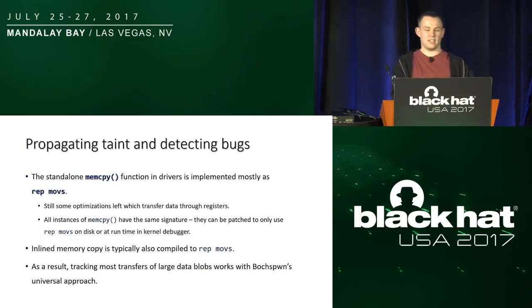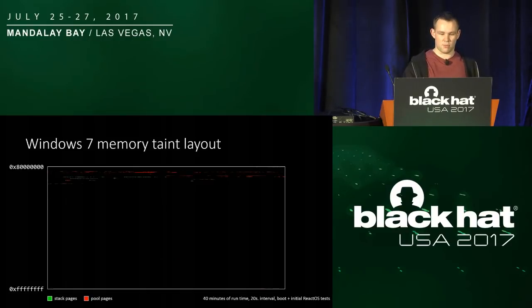When it comes to propagating taint and detecting bugs in Windows, we are quite lucky because the memcpy function that is used by the Windows kernel actually uses the rep movsb and rep movsd instructions. Sometimes they have some optimizations that we have to care about. For example, in Windows, if the copy size is less than 32 bytes, then mov instructions are used instead of rep movsb or rep movsd, but we can also just modify that in assembly. So, in general, tracking most transfers of data blobs in Windows works out of the box with the approach that I mentioned before.